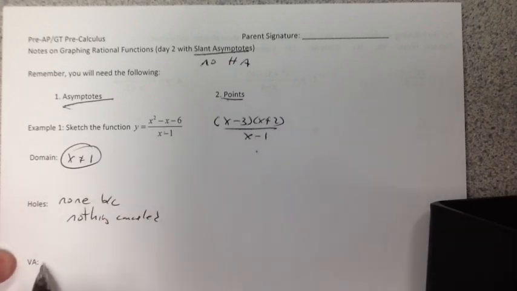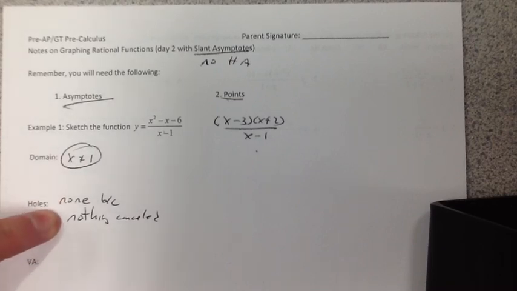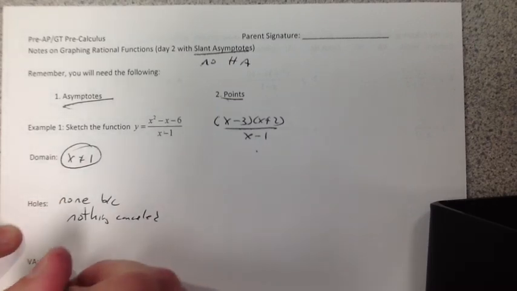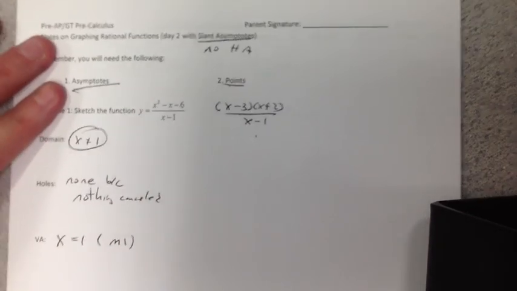To get the vertical asymptote, very easy. Our domain, because it's not a hole, it must be a vertical asymptote. So x equals 1, and this will be multiplicity 1, because there's only one of those.